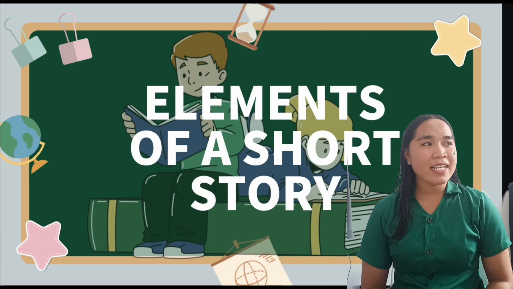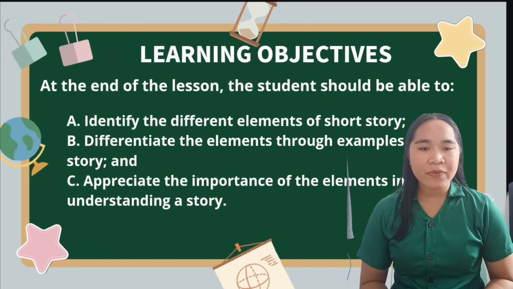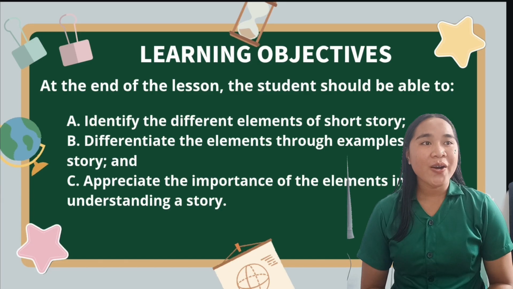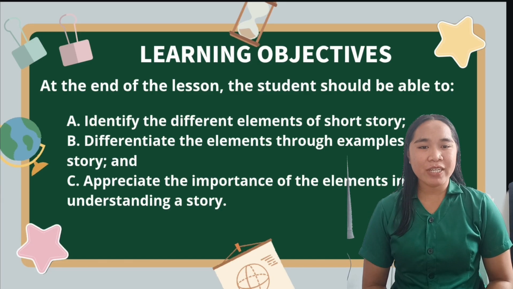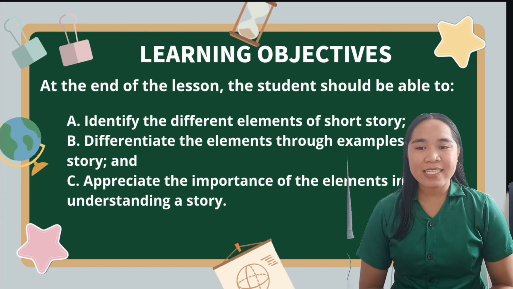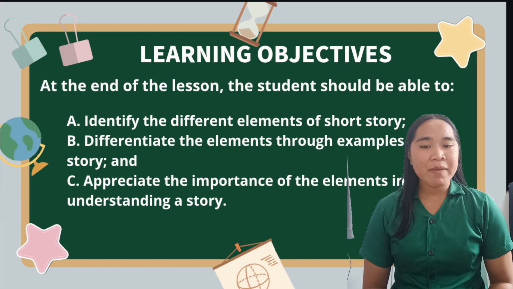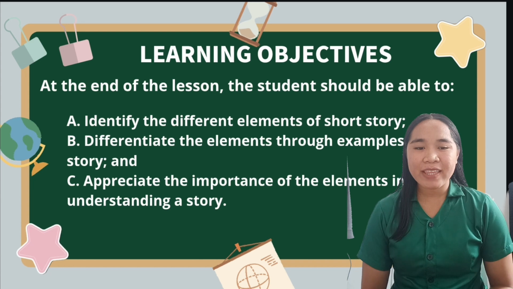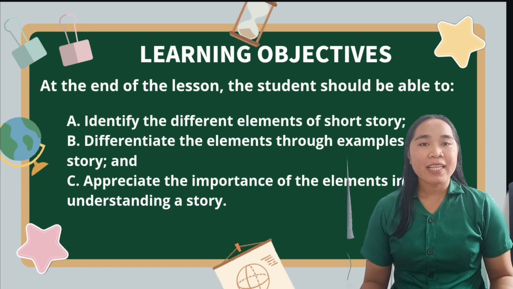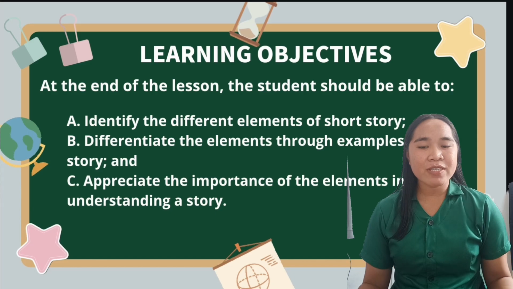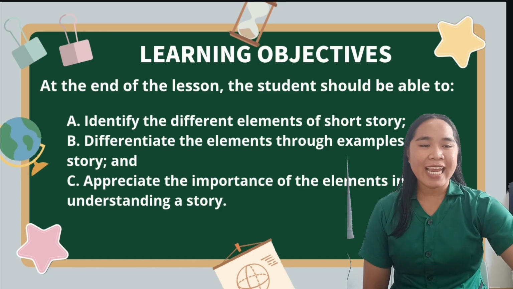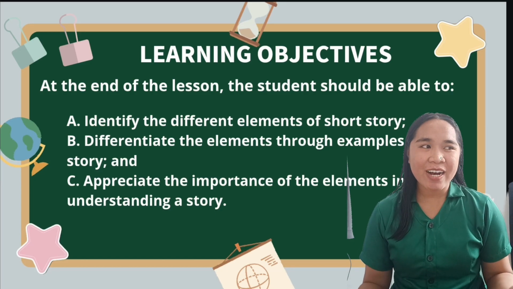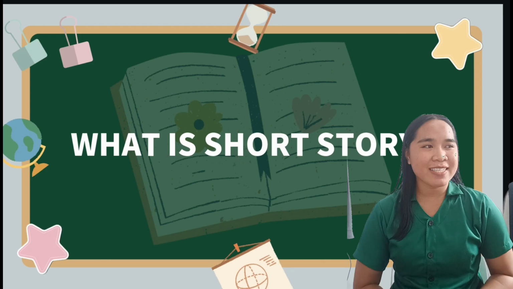And before that class, can you read the learning objectives? Okay, thank you class. Thank you for reading the learning objectives. So our learning objective class is, at the end of the lesson, the student should be able to: A. Identify the different elements of short story. B. Differentiate the elements through examples from a story. And C. Appreciate the importance of the elements in understanding a story. Okay, let's begin. Now class, I know that you have some knowledge about this topic today.